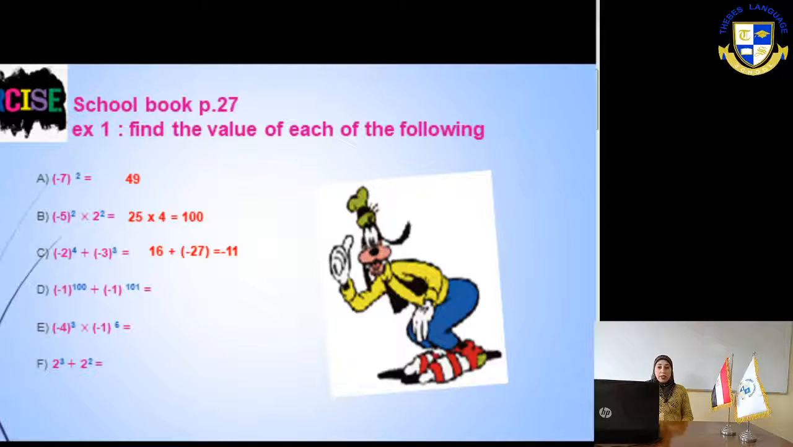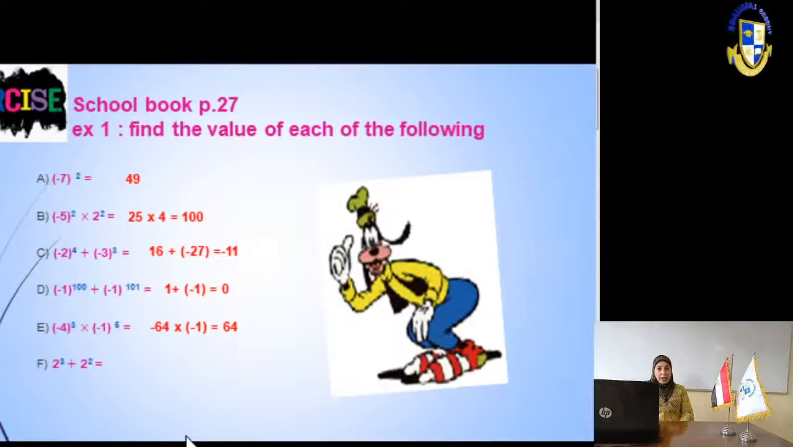Letter D, negative 1 up to power 100 plus negative 1 up to power 101. Okay. Let's see the first power, which is 100. 100 is an even power, so the answer here will be positive 1. While 101 is an odd power, so I will not cancel the negative. So the answer will be negative 1. 1 plus negative 1, the answer will be 0.